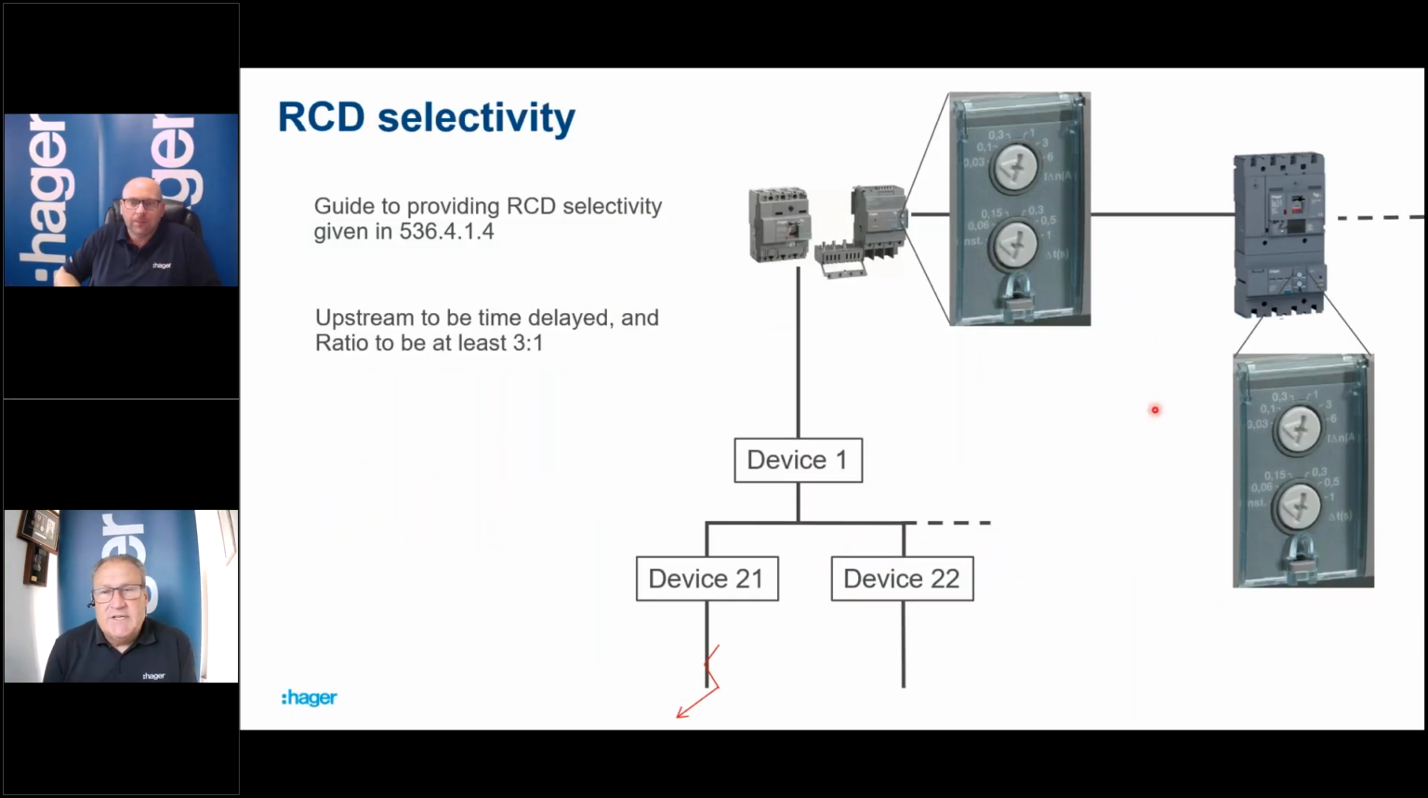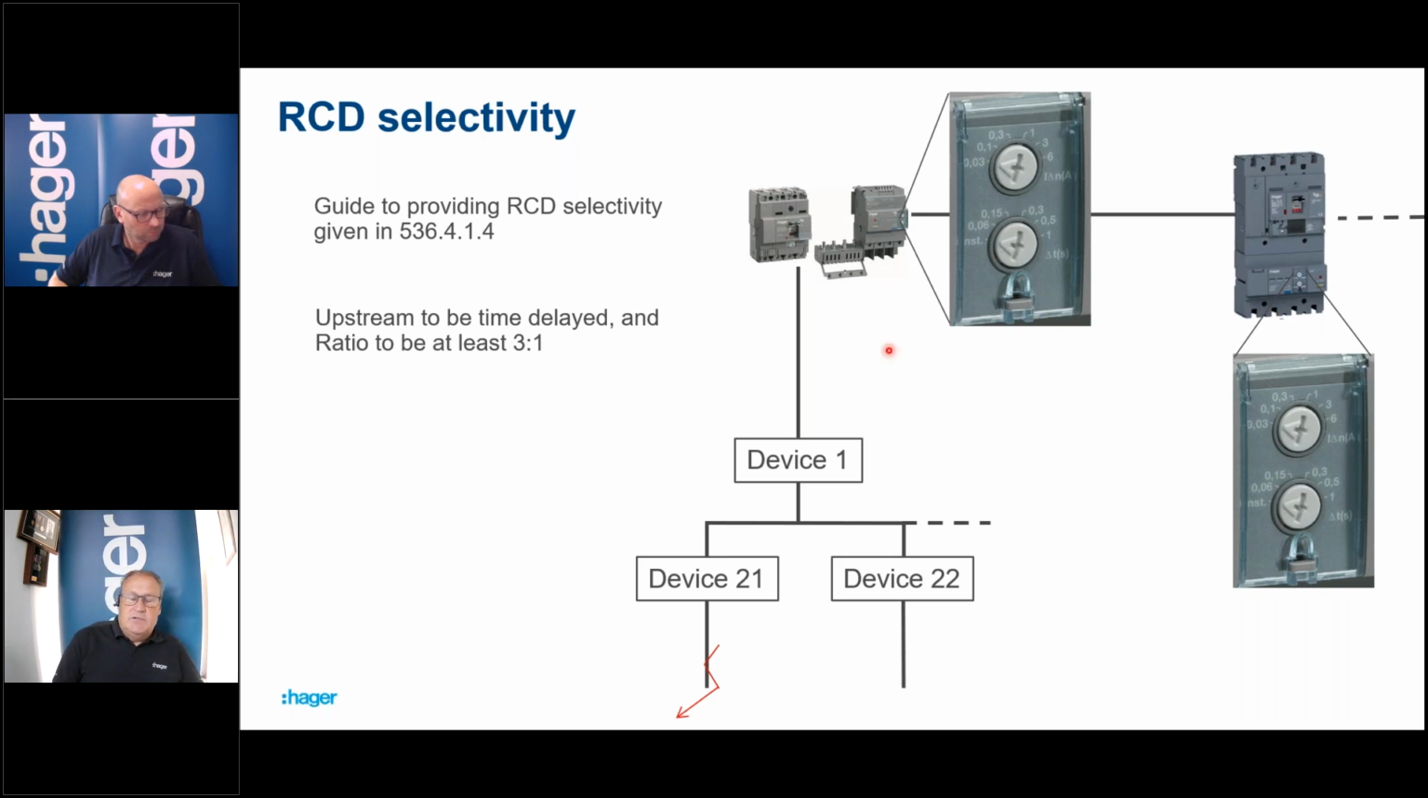So selectivity, except for a couple of occasions, selectivity isn't a requirement of 7671. I haven't got my book in front of me, but the wording says where selectivity is required, you should provide selectivity as part of the design of the electrical installation. But clearly selectivity would be a good thing to provide if it's easily done. And with RCDs, it's actually relatively easily done.